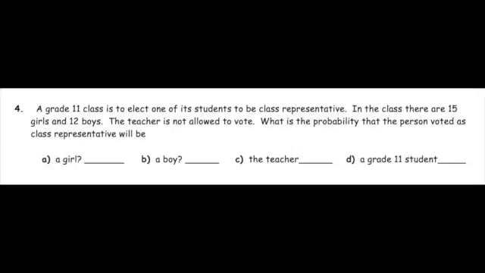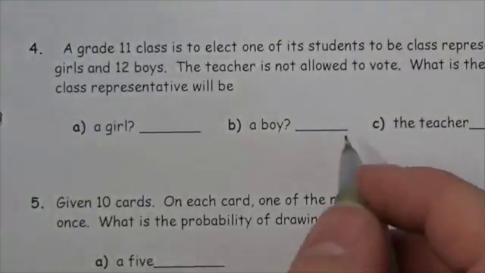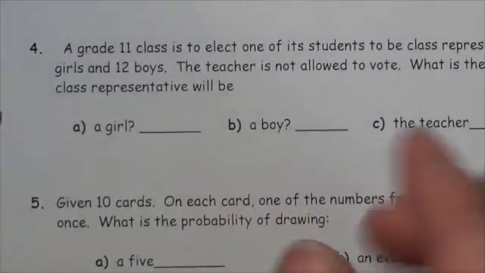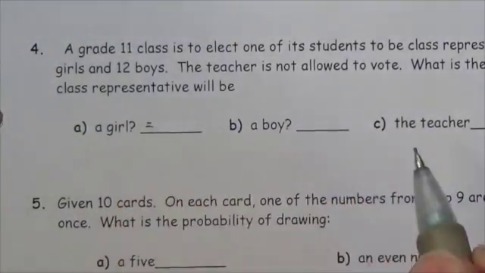A grade 11 class is to elect one of its students to be class representative. In the class there are 15 girls and 12 boys. The teacher is not allowed to vote. What is the probability that the person voted as a class representative will be one of the following? Well, in this scenario I guess we're assuming that everybody's a potential candidate, so what's the probability that it's going to be a girl?